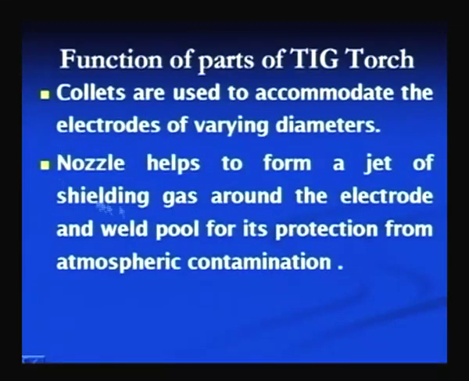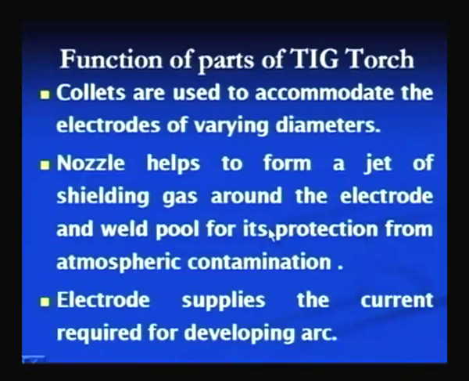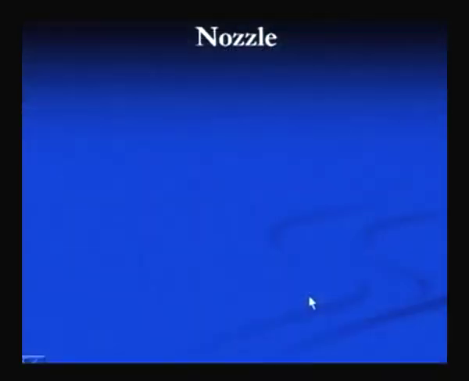So, the size of the nozzle and its material is very important for proper functioning and production of a sound weld joint. The electrode, the third component, supplies the desired current required for developing the arc and melting of the faying surfaces of the base metal to be welded. Because an arc is struck between the tungsten electrode and the base metal, the electrode must get the power, and it should supply the required power for developing the arc.